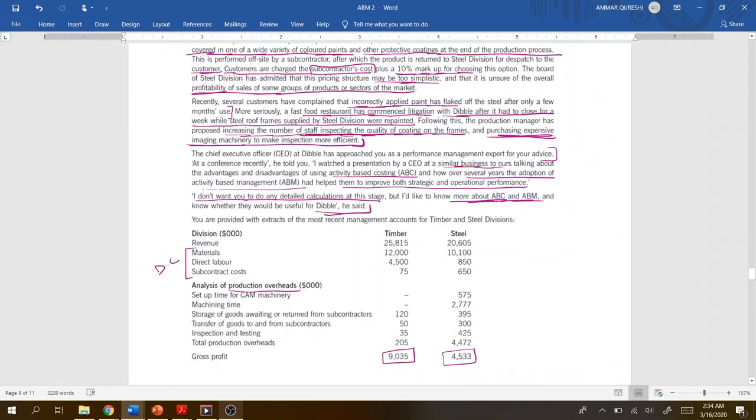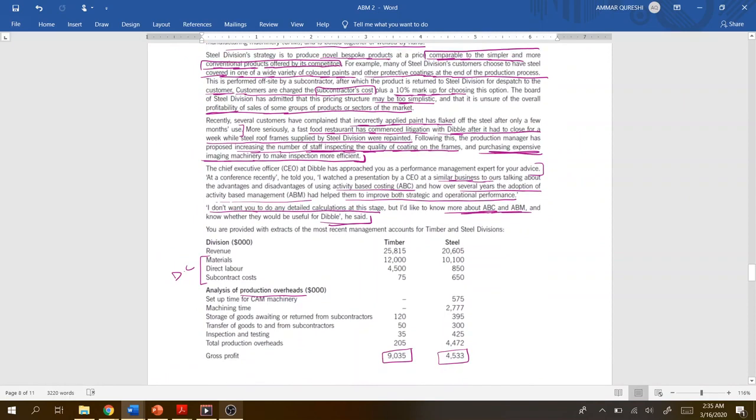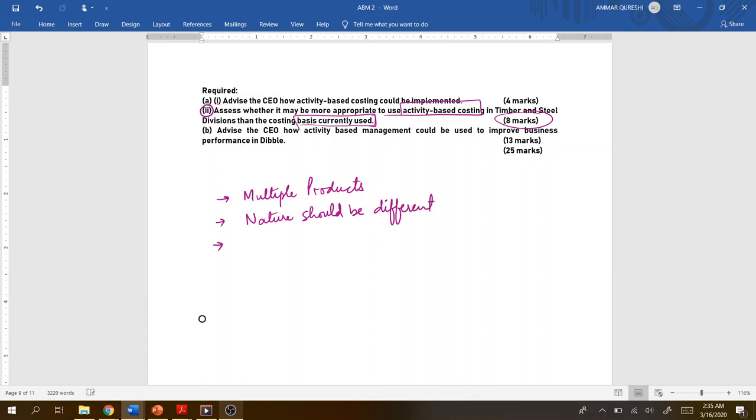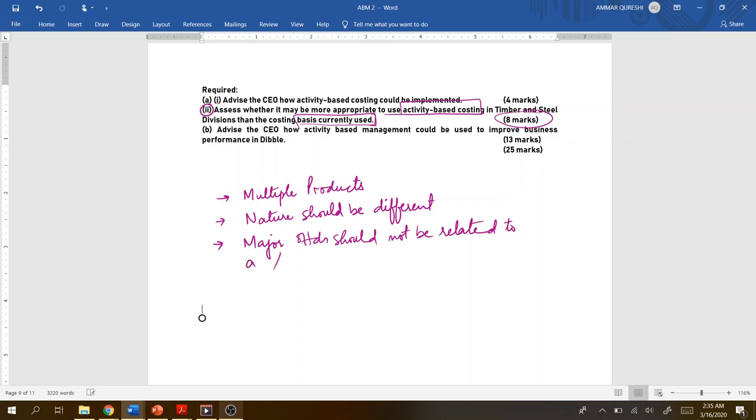Try to recall what we discussed in the first lecture, where we said that there are 3 or 4 areas which a company should check whenever it wants to decide whether to implement an activity-based costing system or not. There were three prerequisites mainly. The first prerequisite was there should be multiple products, right? The second was their product nature should be different. What was the third part? Third was major overheads should not be related to a single cost pool.